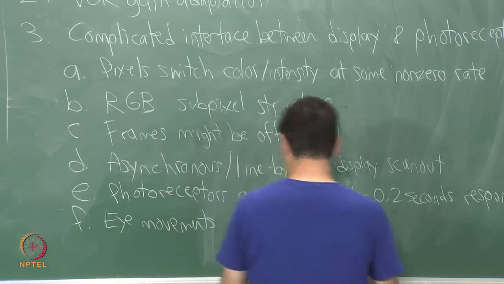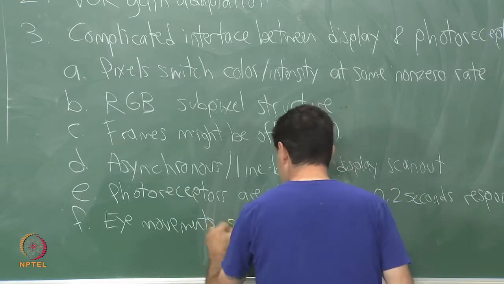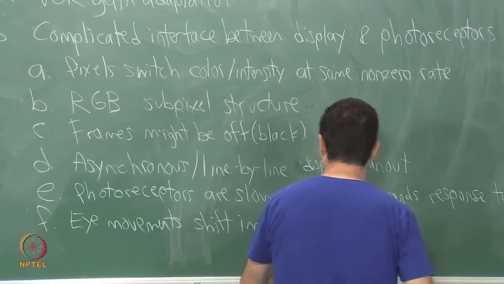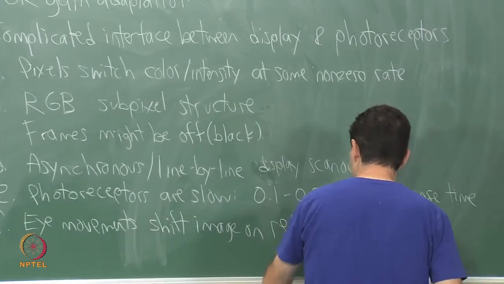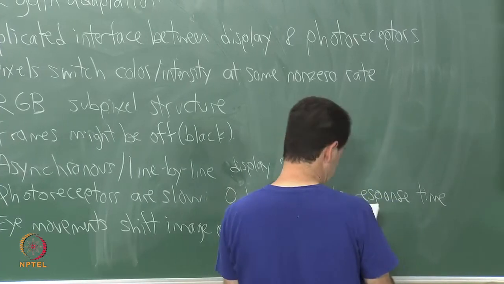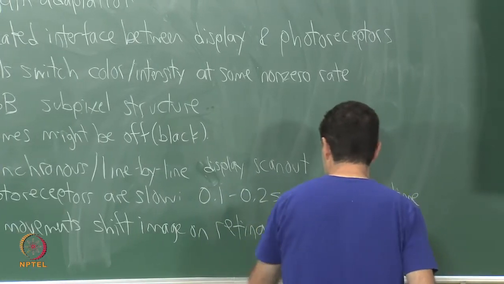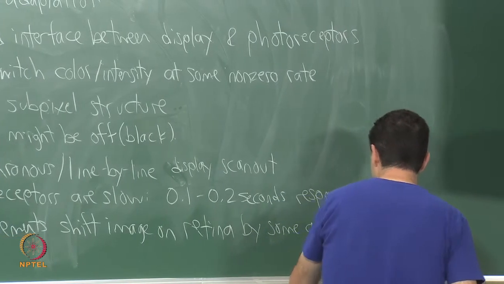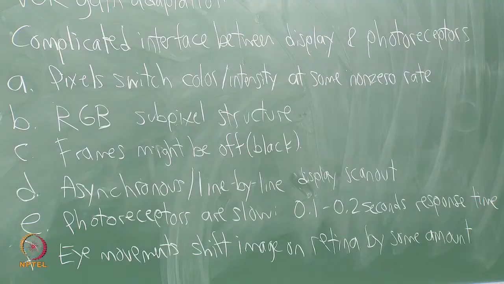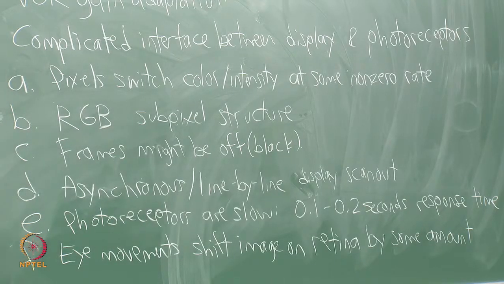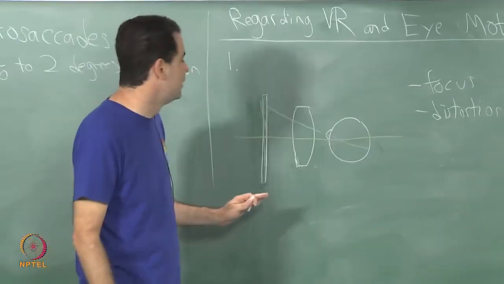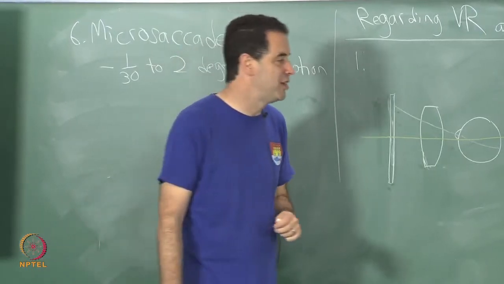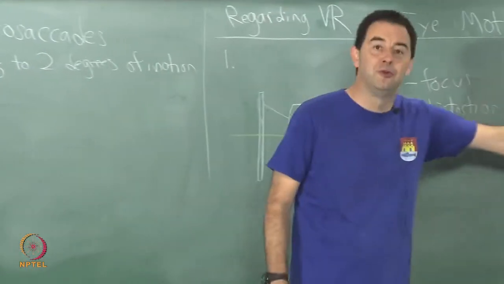So eye movements and object movements as well shift the image on the retina, while you also have very slow photoreceptor response. So by some amount, it cannot be perfect. So all of these are going on due to this complicated interaction between the display and your photoreceptors. Right? So that needs to be taken into account. I don't think all of these are fully understood, right?